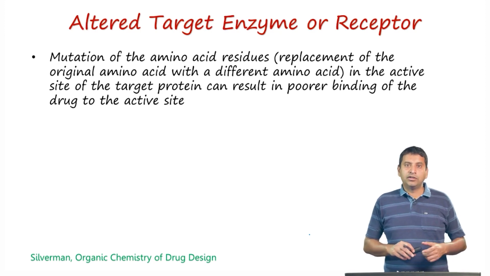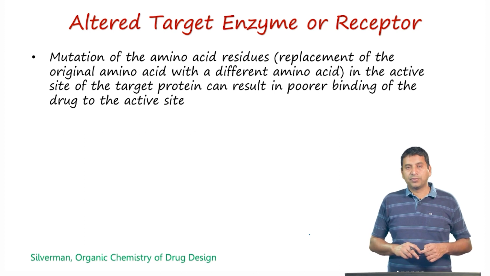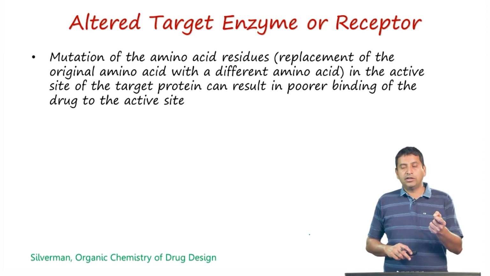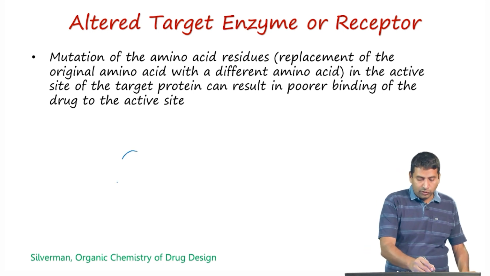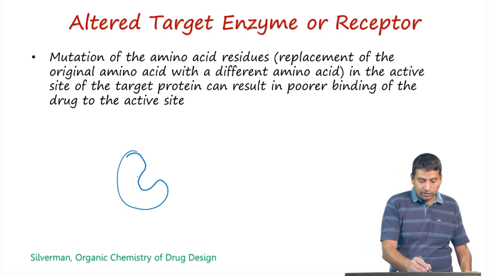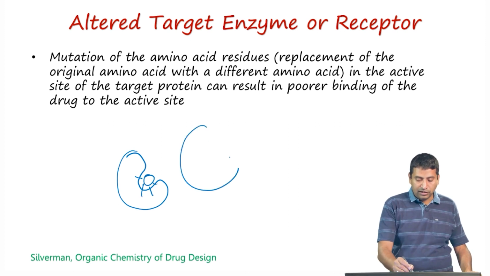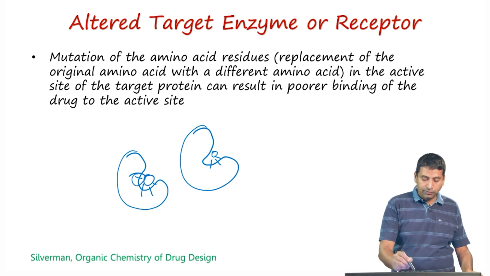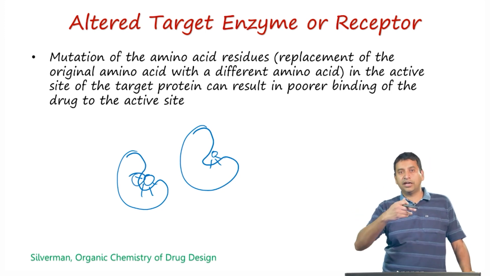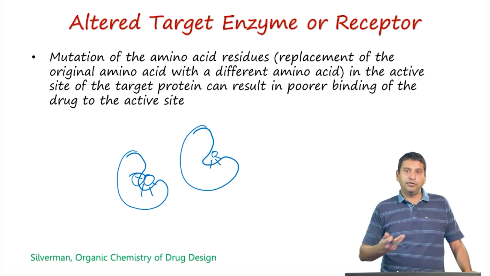The first one is altered target enzyme or receptor. Here mutation of the amino acid occurs. The important amino acid that was originally present in the active site has now been replaced by another amino acid. Once you have the binding site, here is your drug and here is the binding interaction. Now, it is possible that one of these binding interactions becomes weaker, right. Let us say the mutation occurs here and this becomes weaker. Now, if this becomes weaker, then the dissociation can actually predominate and therefore, the efficacy of the drug goes down.